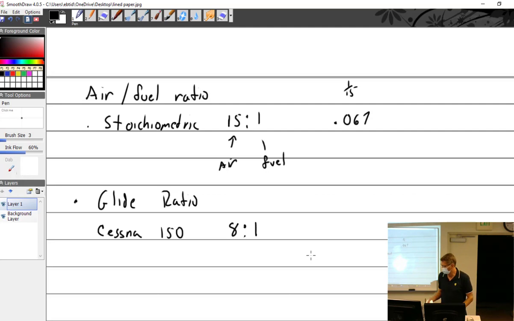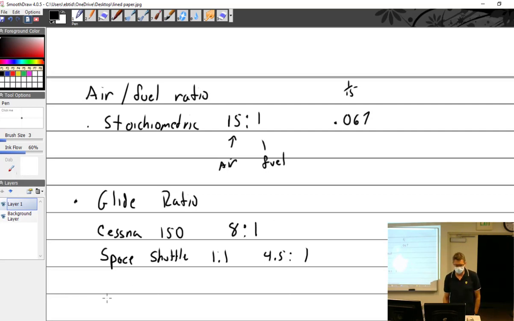Just for fun. Oh, you guys don't know what this is anymore. The Space Shuttle. For hypersonic, it had a ratio of 1 to 1, and for supersonic, it was like 4.5 to 1, just for fun.